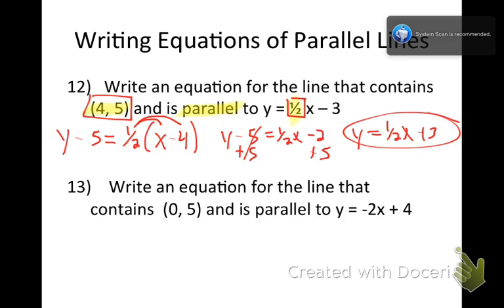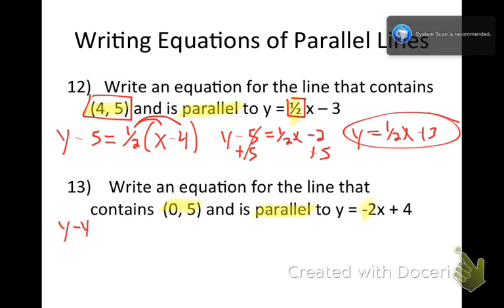13. Write an equation for a line that contains (0, 5) and is parallel to y equals negative 2x plus 4. Parallel lines have what for slopes, Joe Daniels? What do we know about the slopes of parallel lines? The same. They're the same. So how would that be in point slope form, Drew?